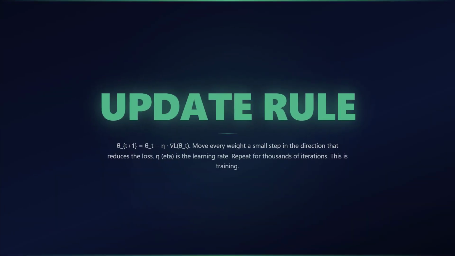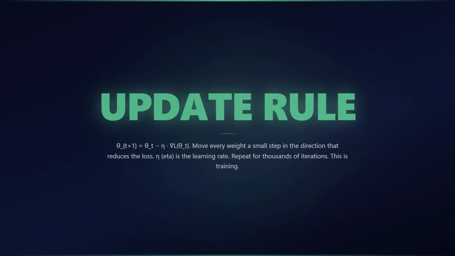Gradient descent is how the minimization happens. Compute the gradient of the loss with respect to every parameter, the direction each weight would need to move to make the loss increase. Move every weight a small step in the opposite direction. Formally, theta at step t plus 1 equals theta at step t minus the learning rate eta multiplied by the gradient of L with respect to theta. Repeat for thousands of iterations.